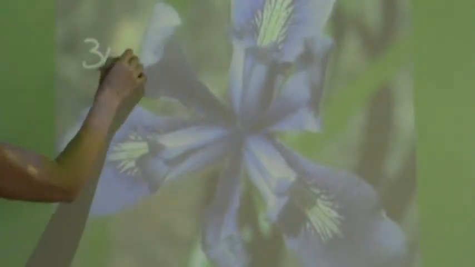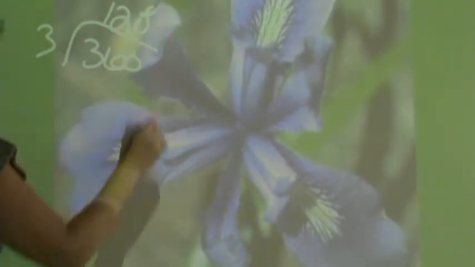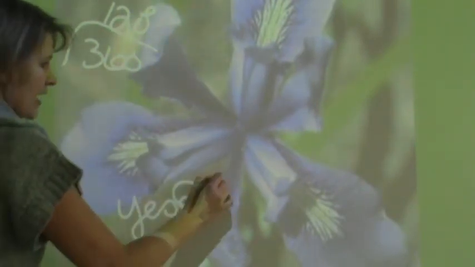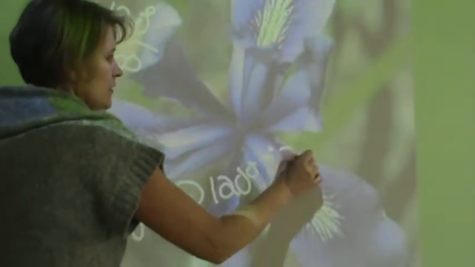All right. We can also see this in nature. Okay, here we have our flower. We would have 1, 2, 3. I know it's not exactly perfect, but it's pretty close. So we would take 360 divided by 3. So it would take 3 turns. Okay, so 120. So I would say yes at 120 and 240.